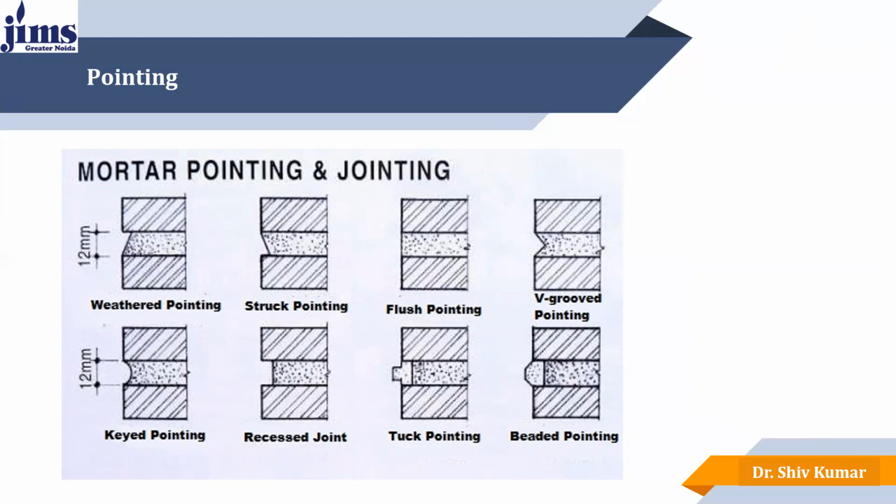Then struck pointing, flush pointing. In the flush pointing, the joint is smoothened or just kept at the level of the brick. Then V-grooved pointing, keyed pointing, recessed joint, tuck pointing, and beaded pointing. So these are the basic styles in which we can make the pointing to make the wall or external wall beautiful, aesthetically good or excellent.